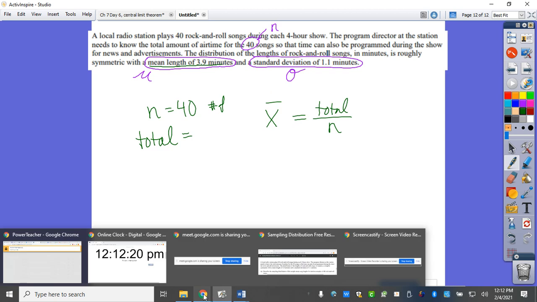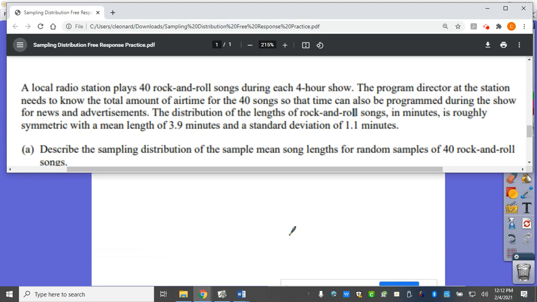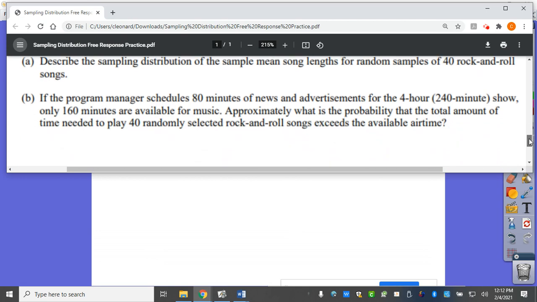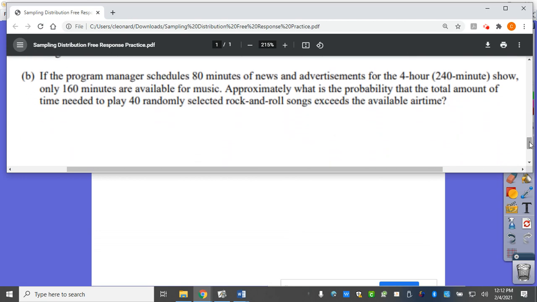So this next part of the problem says if the program manager schedules 80 minutes of news and advertisements for the 4-hour, 240-minute show, only 160 minutes are available for music. Approximately, what is the probability that the total amount of time needed to play the 40 randomly selected rock and roll songs exceeds the available airtime? This is the part that I don't like about it.